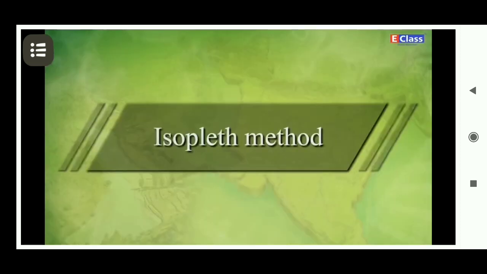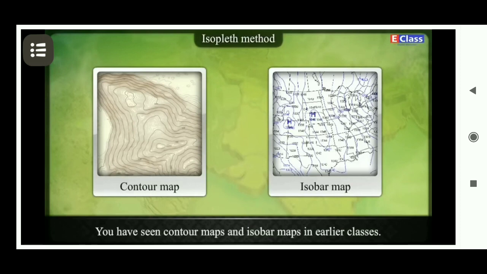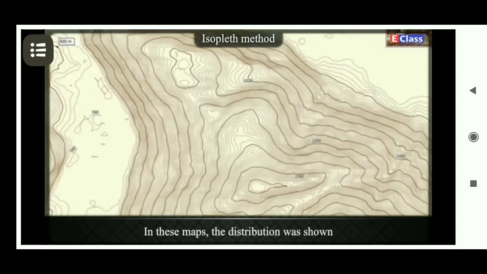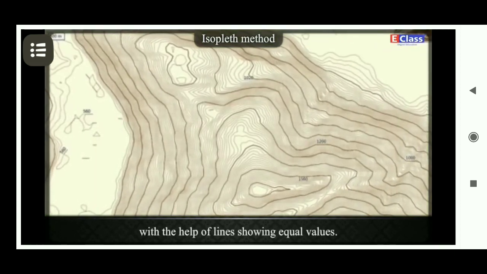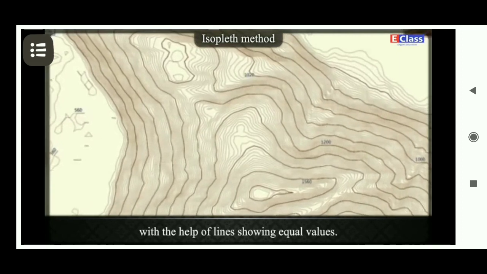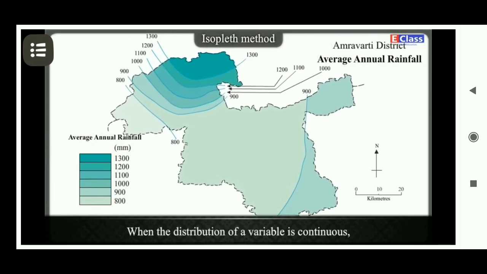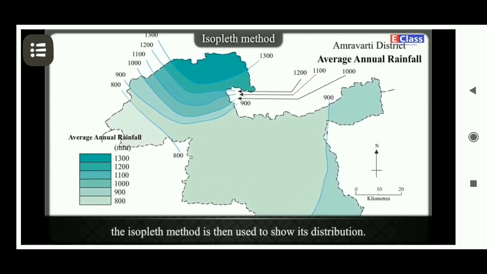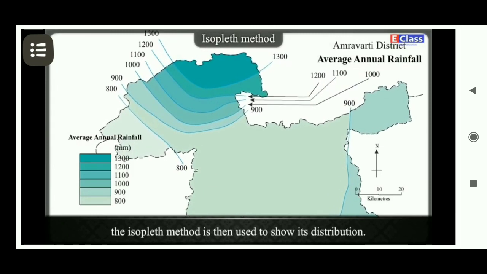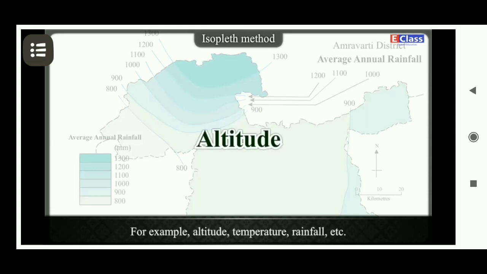Isopleth method. You have seen contour maps and isobar maps in earlier classes. In these maps, the distribution was shown with the help of lines showing equal values. When the distribution of a variable is continuous, the isopleth method is then used to show its distribution. For example, altitude, temperature, rainfall, etc.